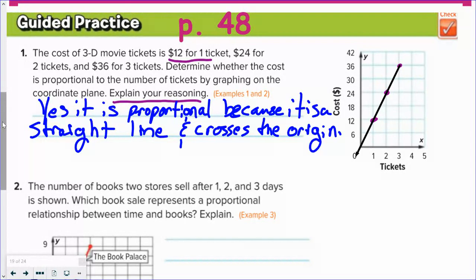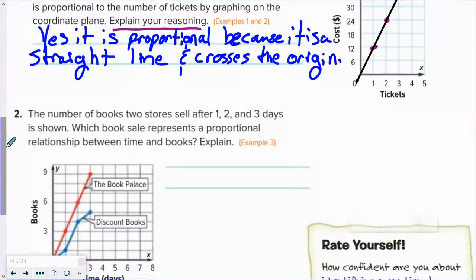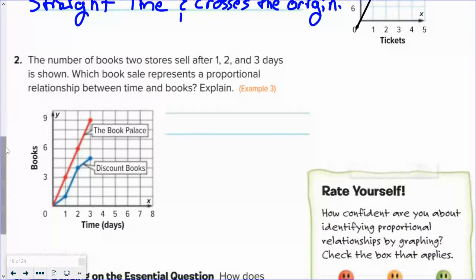All right, let's go down to number 2. The number of books two stores sell after 1, 2, and 3 days is shown. They already graphed it for us. Which book sales is a proportional relationship between time and the books? And we need to explain. Here we have Book Palace. We have a straight line and it crosses the origin.